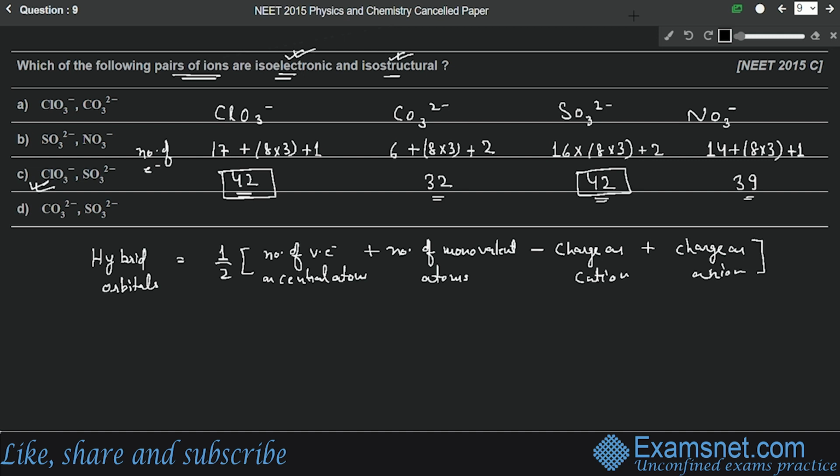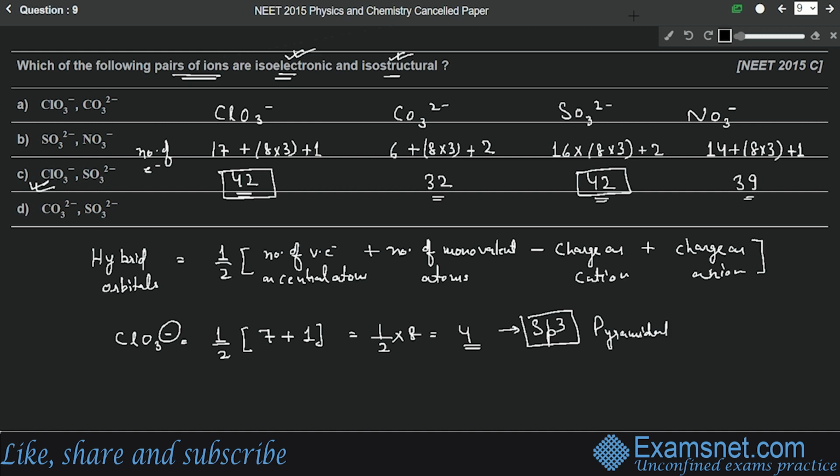So we'll check for ClO3 minus first. Half into the valence electrons on the central atom. The number of valence electrons on chlorine will be 7. Now there is no monovalent atom here, so 0 for that. Then there is no cationic charge, there is only anionic charge, that is 1, so plus 1. So half into 7 plus 1, 8, that will be equal to 4. 4 hybrid orbitals means the hybridization is sp3, and the structure will be pyramidal.